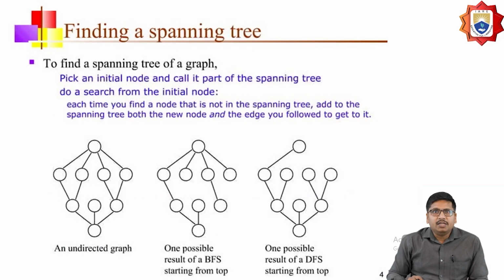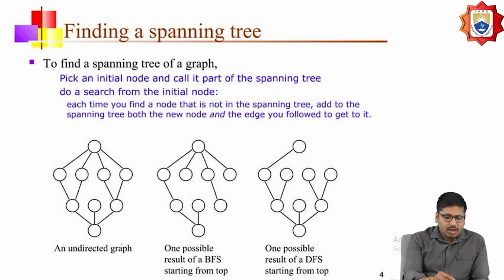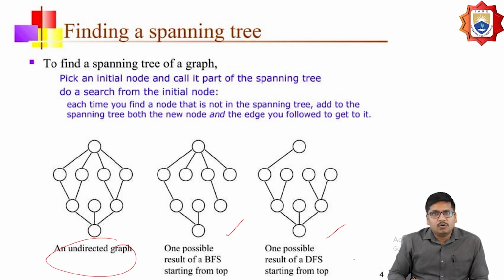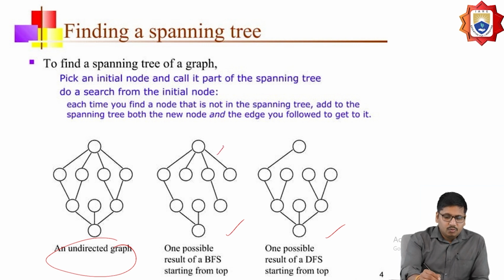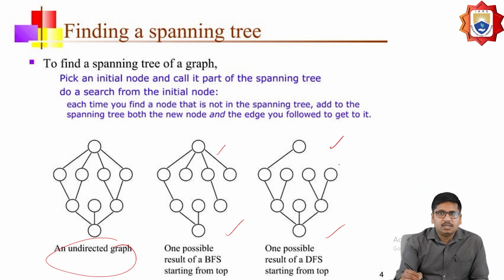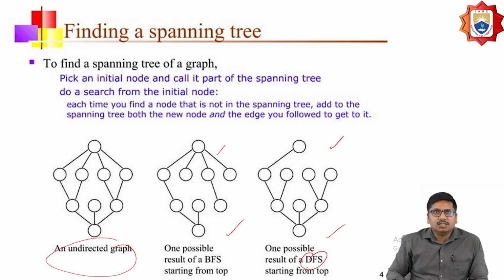Finding a spanning tree: initially, how do we pick the initial node and call it part of the spanning tree? Here, if I have an undirected graph, the possible spanning trees I can construct from the graph will be like this. One spanning tree is constructed using breadth first search, and this is another spanning tree that I can construct using the concept of depth first search.